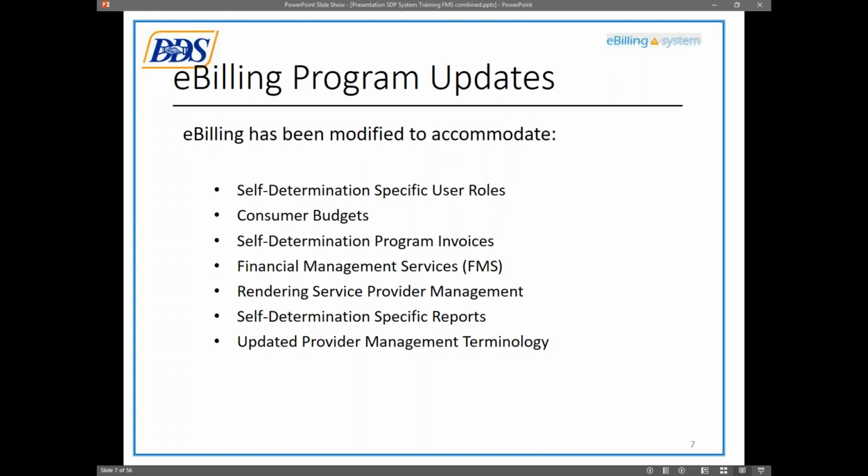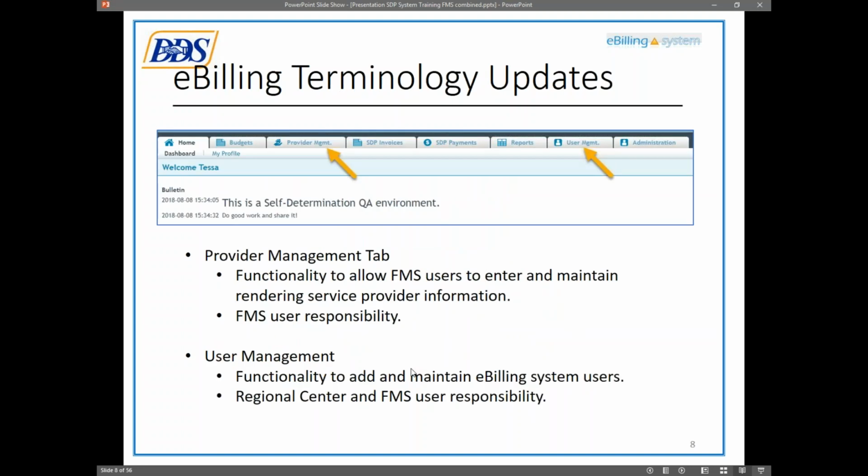And you'll notice when I covered the flow of authorizations and invoicing, unlike traditional e-billing, the regional center does not have to generate the invoice. The invoice generation starts with the FMS sender and then gets assigned a number once it goes into UFIS. So that was new. The Rendering Services Provider Management area, the self-determination specific reports. We added some reports that will hopefully make budget tracking a little bit easier. And then we updated the provider management terminology in both SDP e-billing and traditional e-billing, and we'll show you that in a second. So we had to rename the provider management tab on the right there to user management.